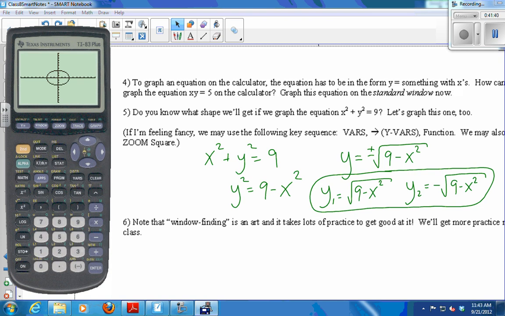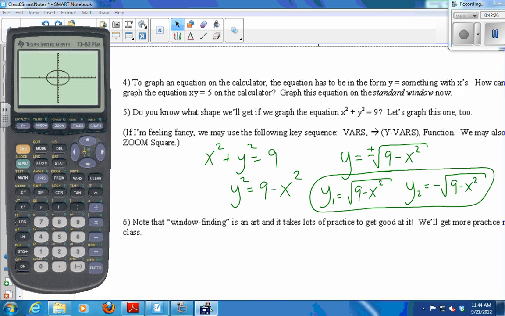Why does it look like an ellipse? Nope, I wrote them both in. I put them both in. I put y1 is the positive one and y2 is the negative one. So the circle looks misshapen because what I'm looking at is a rectangle, right? So I have more distance along x than I do along y. Yet I put negative 10 to 10. I put 20 units in both of them.